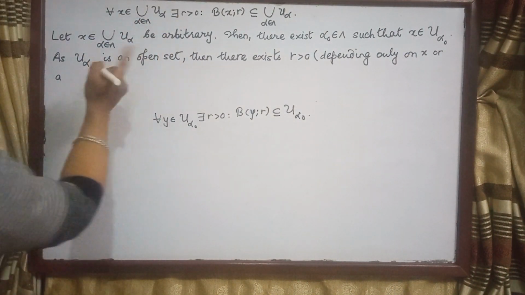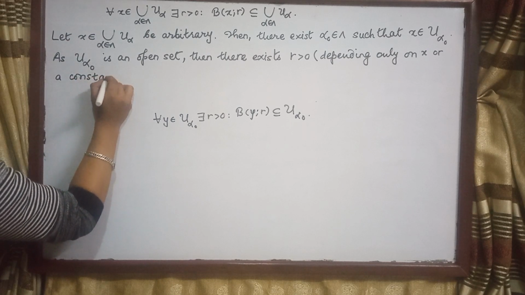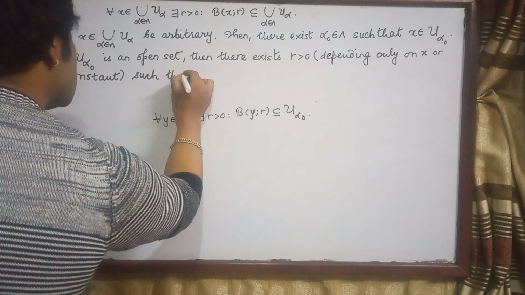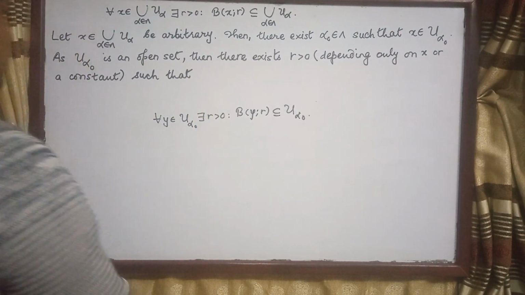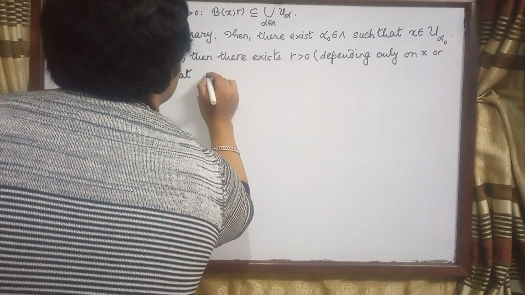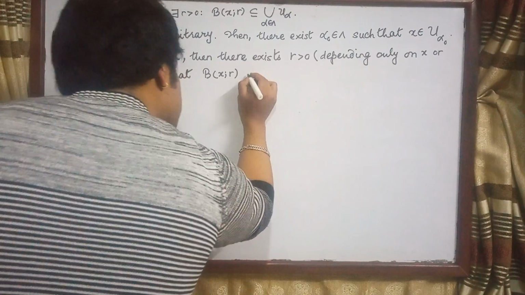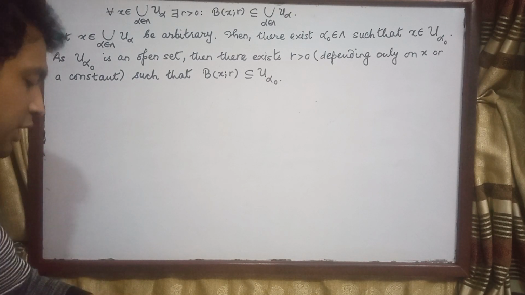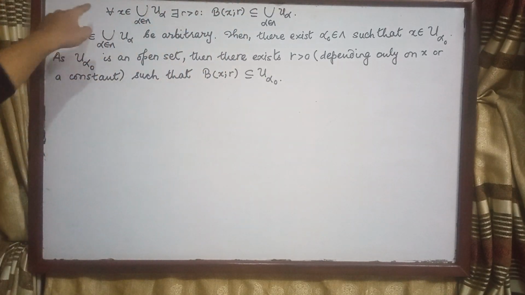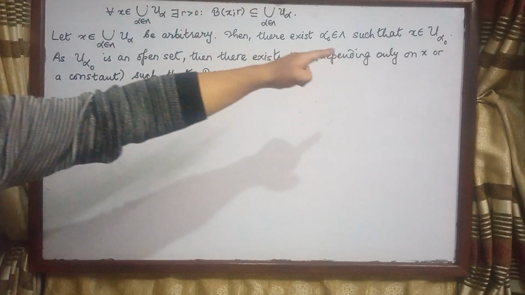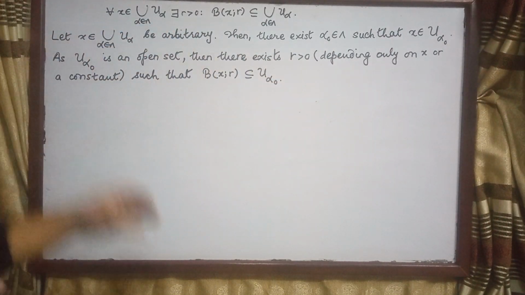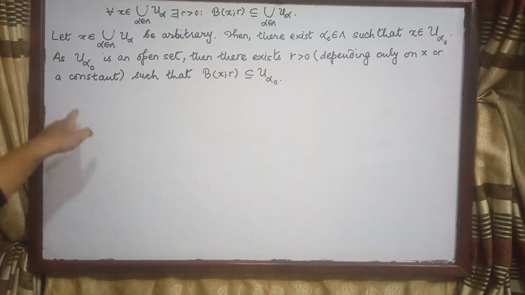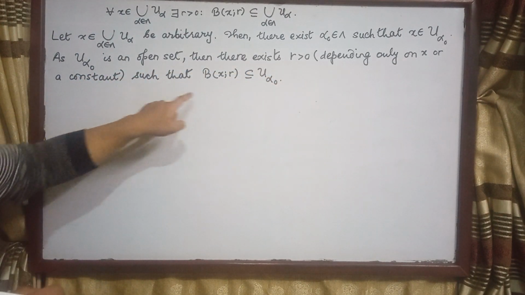or a constant. I'm going to do the other theorem in the next video. Alright, or a constant depending only on x, such that B(x,r) is a subset of U alpha naught. Basically, I'm using the definition. I'm not proving the definition. In order to prove, we must take something like this. I'm not proving this kind of statement for U alpha naught, I'm using that kind of statement. What does that statement allow us to use? That's a different thing. Proving that statement is a different thing. U alpha naught is an open set, such that this works.